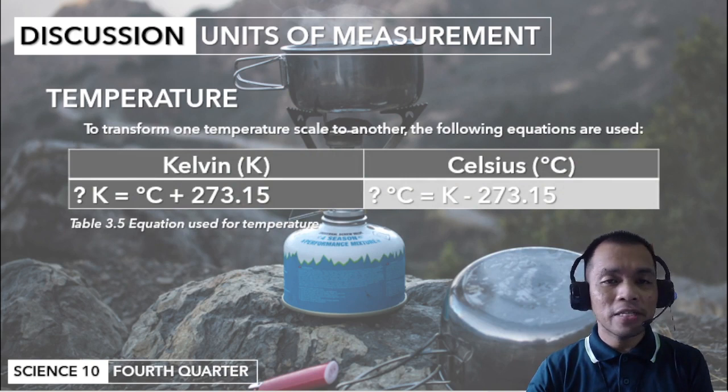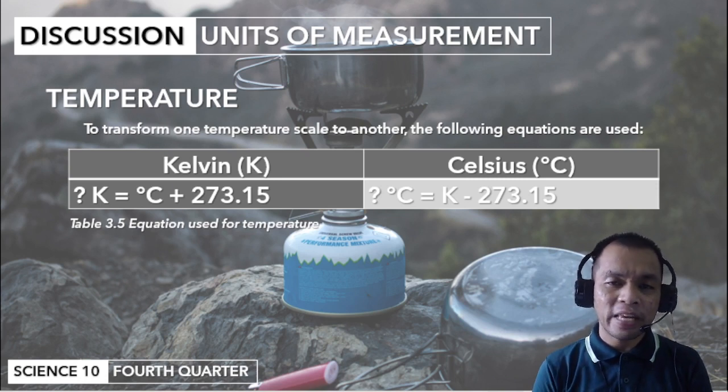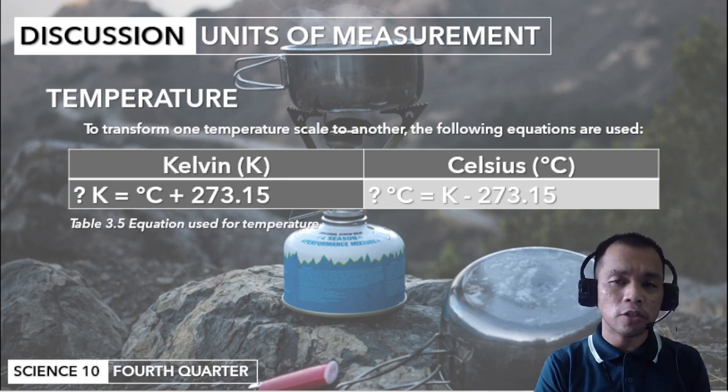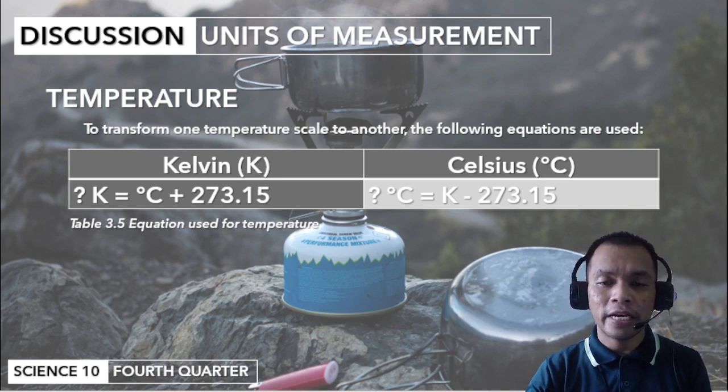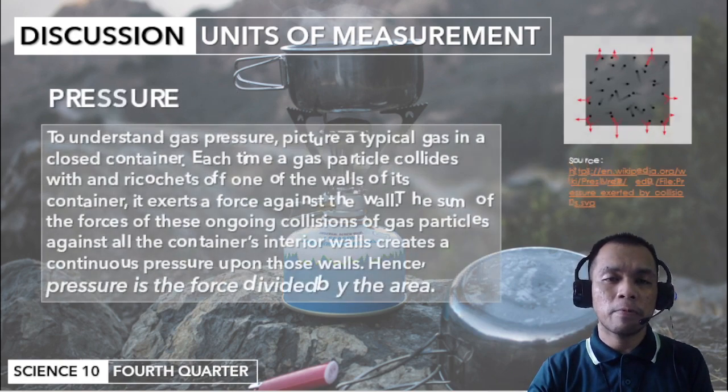Okay, so I have discussed already this one, no? So basically, when we try to get the temperature in Kelvin, we add 273.15, and when we convert back to Celsius, we just subtract 273.15 from the temperature in Kelvin for us to get the temperature in degrees Celsius. Okay, let's proceed to the next property.